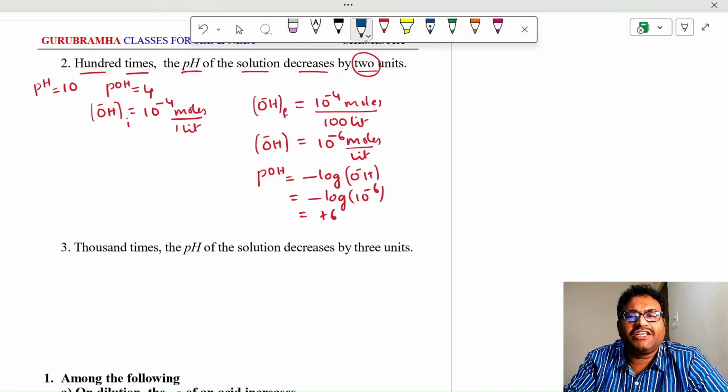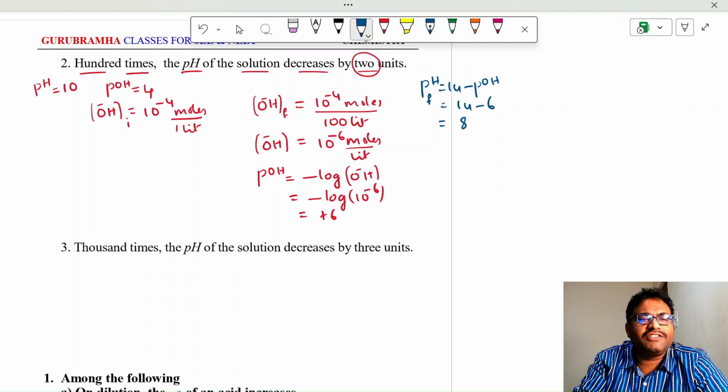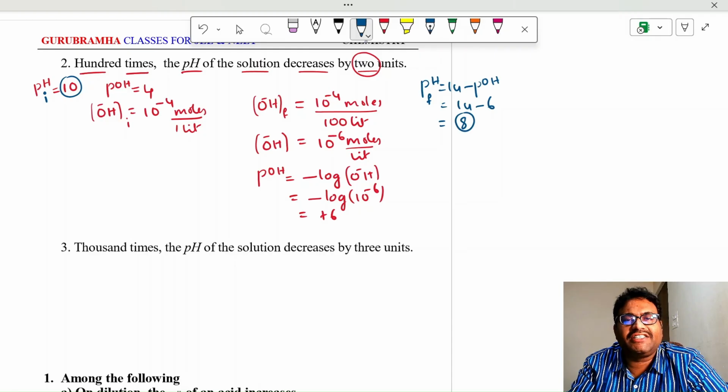Then what will be pH for this? pH is equal to 14 minus pOH, that is equal to 14 minus 6. Then what did we get? Answer 8. So this is pH final, this is pH initial. Initial is 10, final is 8. How many units has it decreased? 2 units it has decreased.